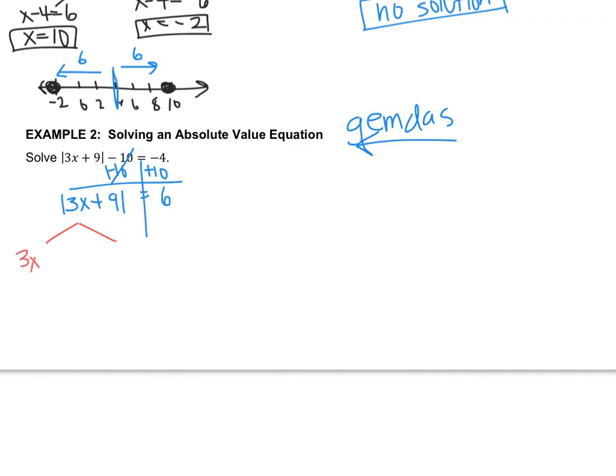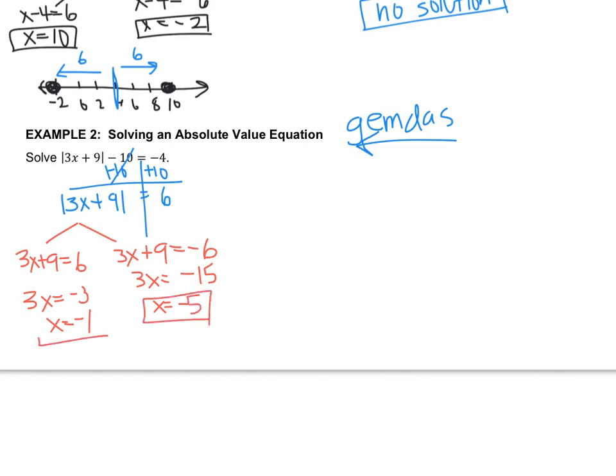So I have 3x plus 9 equals 6, and then the other equation is 3x plus 9 equals negative 6, because the absolute value of 6 and the absolute value of negative 6 have the same distance from 0. So this equation, you can do all the steps. 3x is going to be equal to negative 3, and so then we get x is negative 1. For this one, we get 3x equals negative 15, and so x is equal to negative 5. So those are my two values of x. And let's move on to the next question.